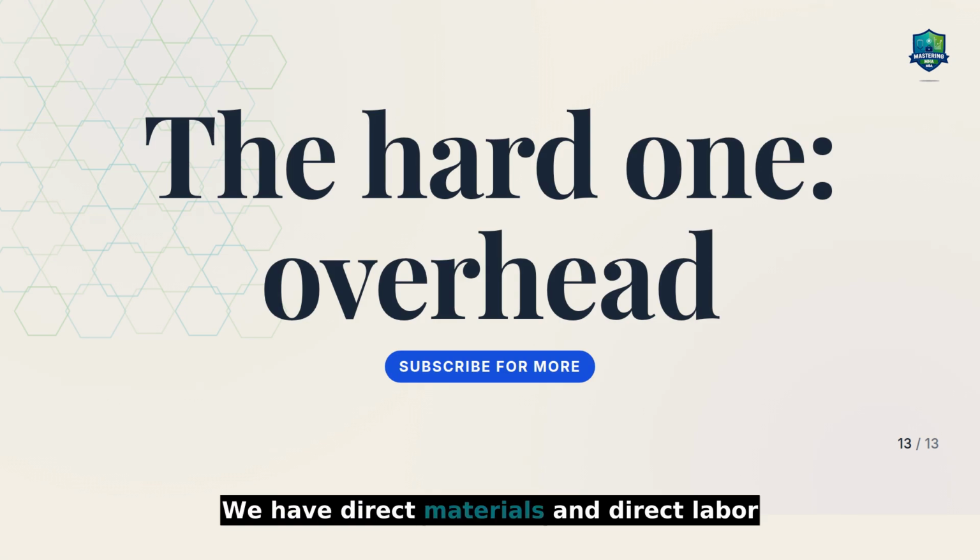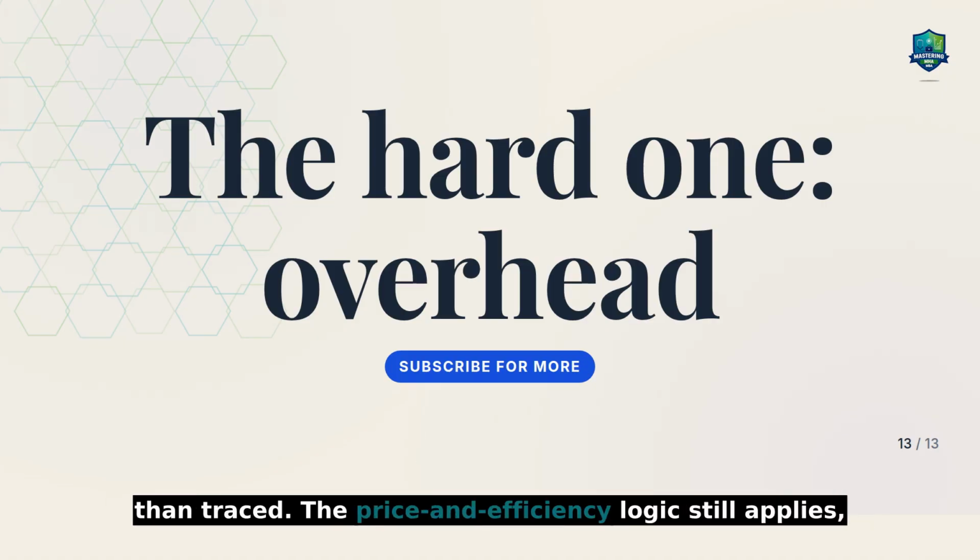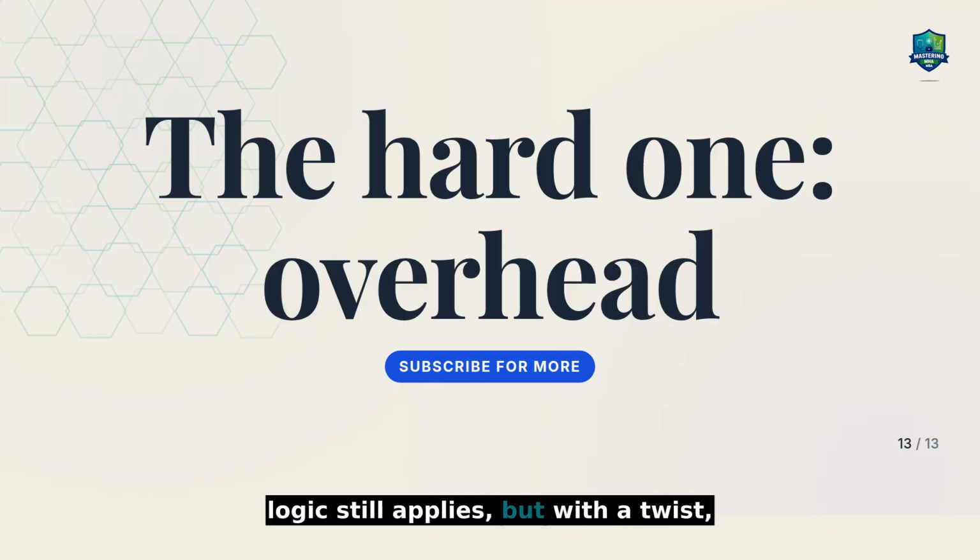We have direct materials and direct labor fully untangled. But the trickiest cost of all is overhead, because it is indirect, pooled, and allocated rather than traced. The price and efficiency logic still applies, but with a twist, especially for fixed overhead. Part 3 takes on variable and fixed overhead variances. It is the most challenging part of the chapter, so I will keep it clear. See you there.